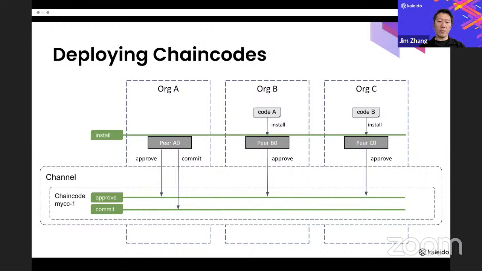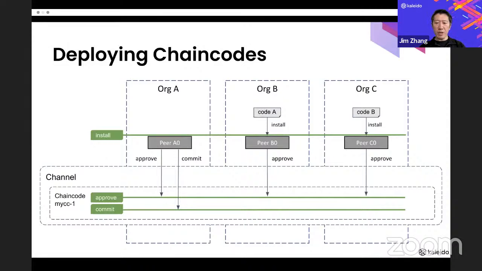So that's install. Once we have that, we have the binary of the chaincode on the peers. The next step is that all the orgs that want to replicate transactions processed by this chaincode need to approve this chaincode.